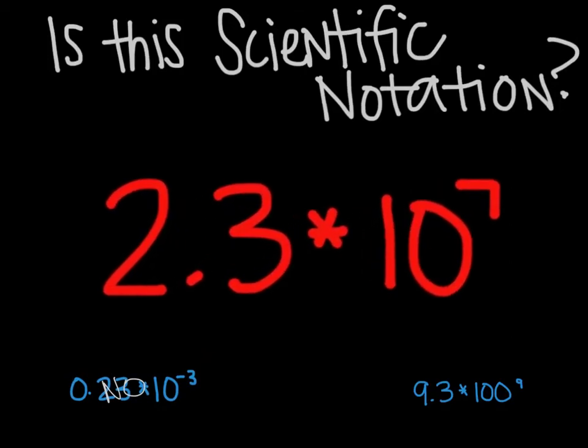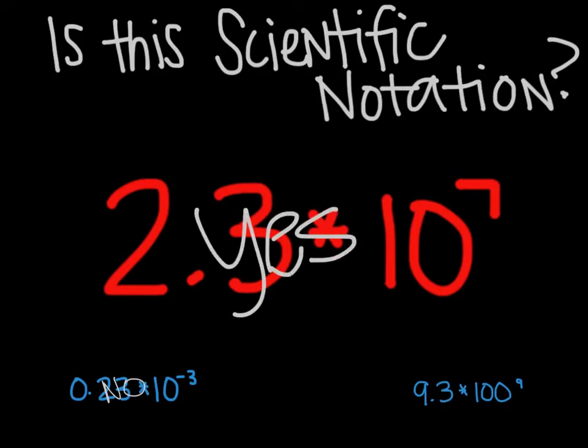Second example here, 2.3 times 10 to the 7th. Look at A, that's between 1 and 10. We're multiplying by 10 to the 7th power. We can do that. So your answer here is yes.